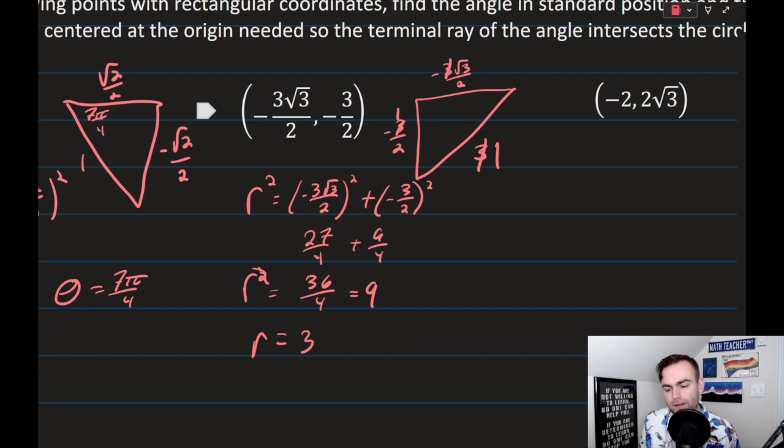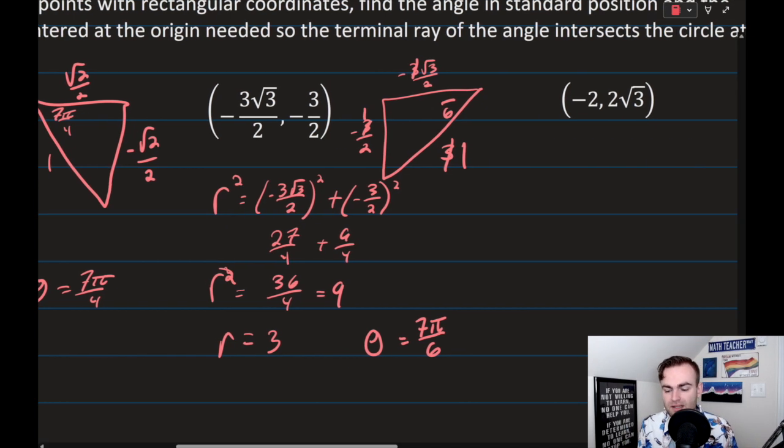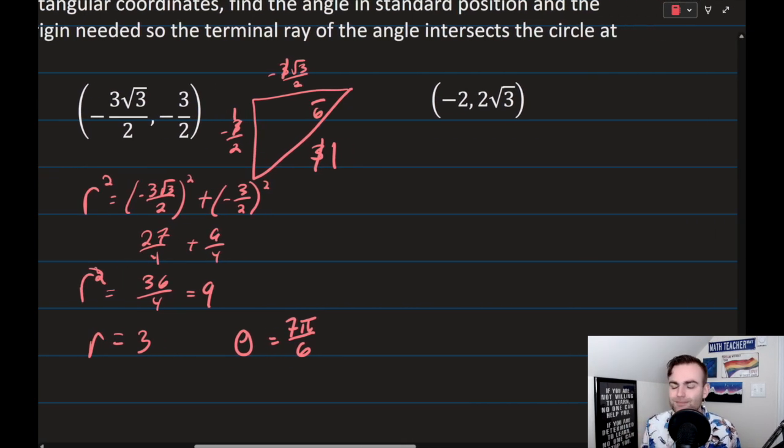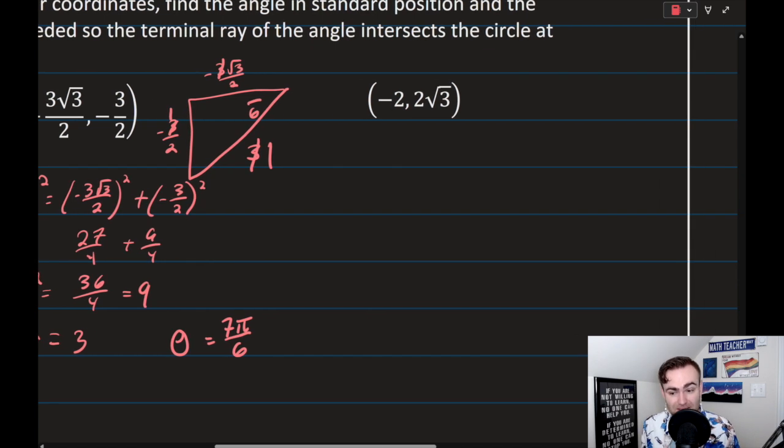Now, I notice that my height is 1/2. So my height is shorter than it is long. So it's not as tall as it is wide, which means that it's going to be a denominator of 6 angle. And since it's in quadrant 3, it would be an angle of 7 pi over 6. And we can check this in a little bit if you want to double check that I'm right, which I know I am. Last but not least is this one here.